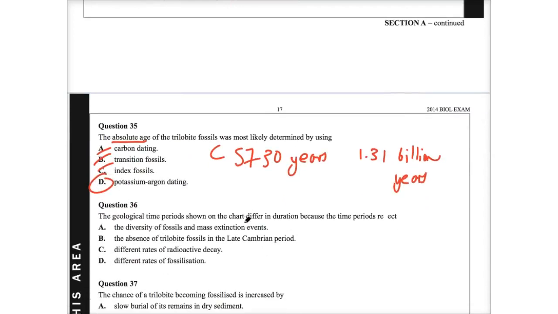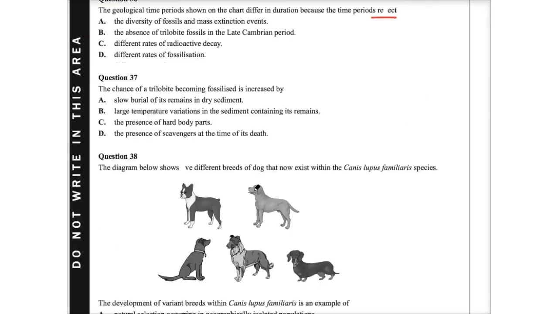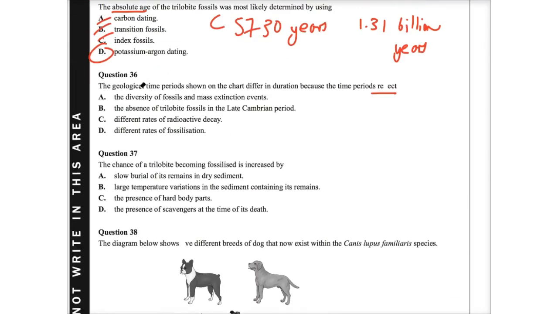We move to question 36, and the geological time periods shown on the chart differ in duration because the time periods, and I'm assuming that means reflect what? So the time periods differ on the basis that there's been extinction and there's obviously been diversity in terms of what's occurred. So if I go back to this, I look at A, it's the diversity of fossils and mass extinction events. I think the big thing is mass extinction, because obviously when that ends, that fossil has occurred there. So A would be the right one.